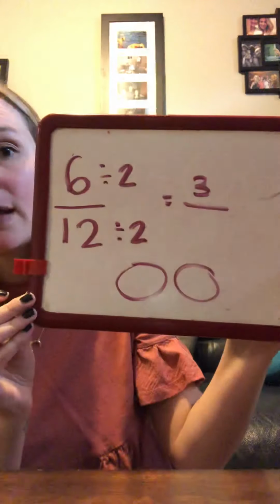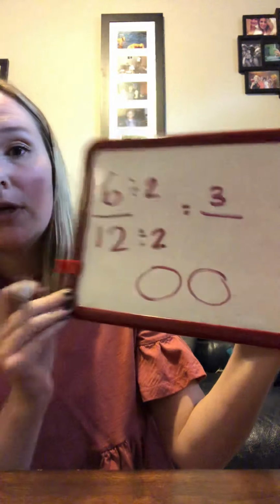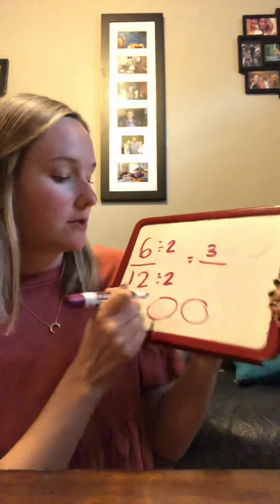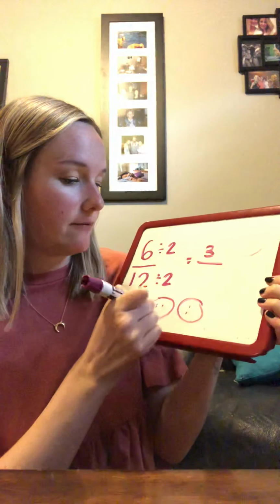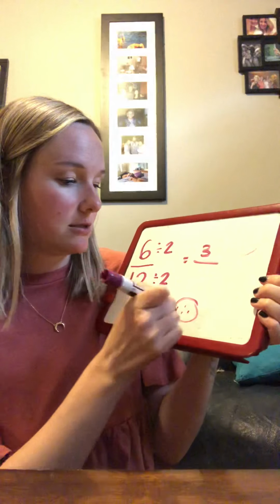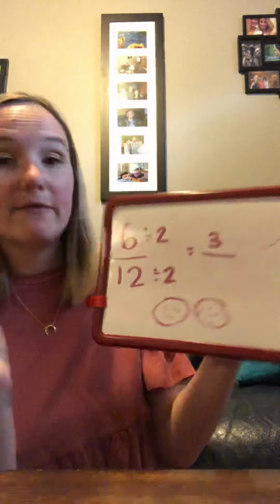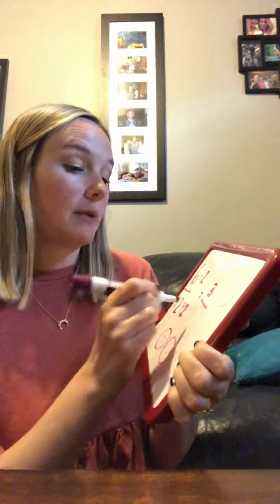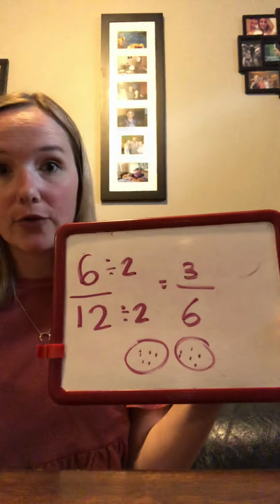And then I have 12 divided by 2. So I'm going to do 2 circles here and get rid of the 12. So 1, 2, 3, 4, 5, 6, 7, 8, 9, 10, 11, 12. So I have 6 dots in each circle. So my new denominator is going to be 6. So I've got 3 out of 6.